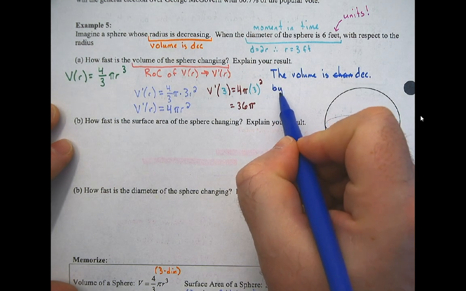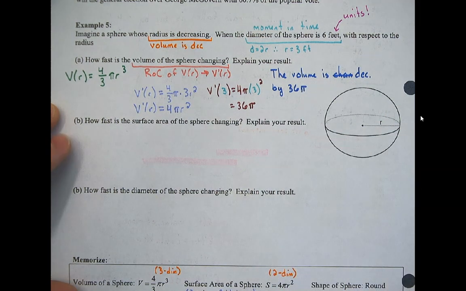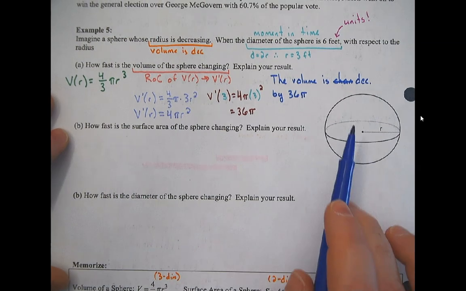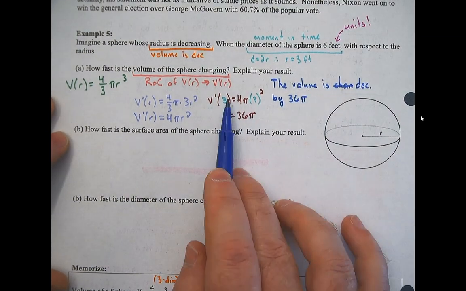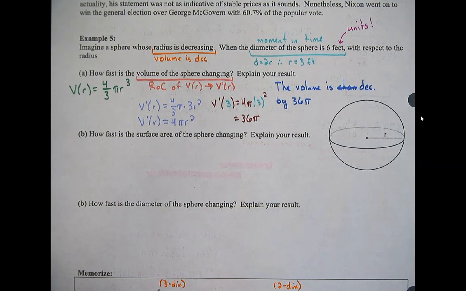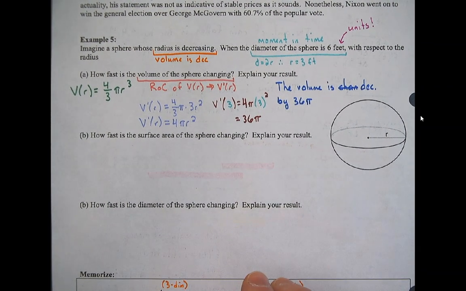by 36 pi. That's not good enough because you've got to have units. Okay, so what is the rate of change of volume? It's how volume is changing over time. So let's go over here and write our units.